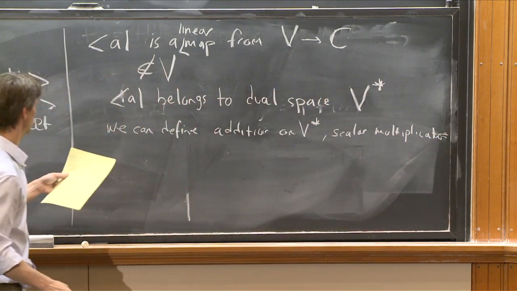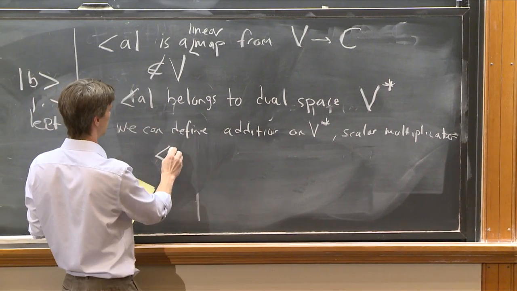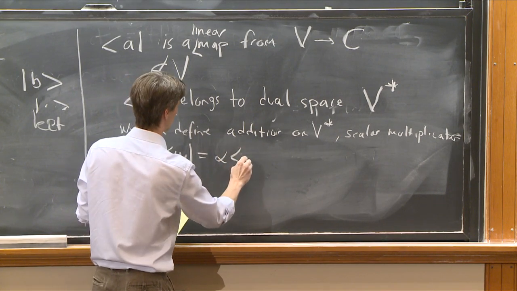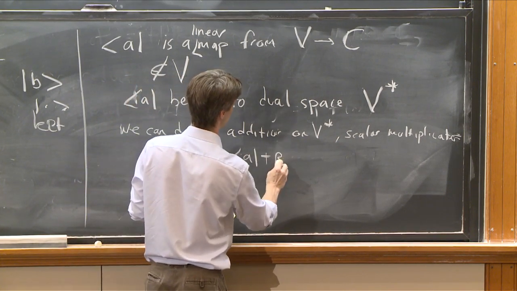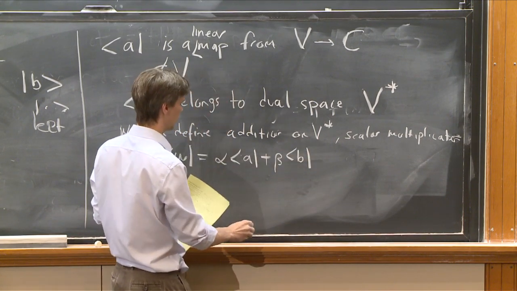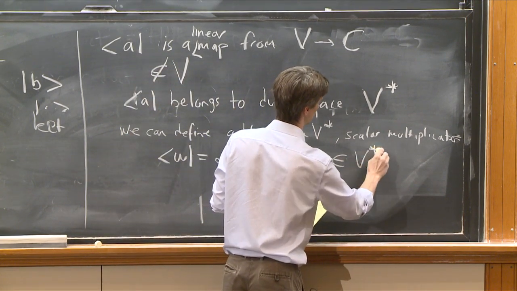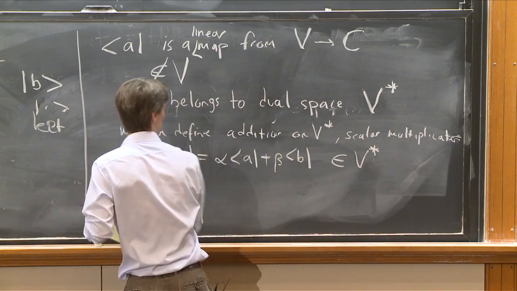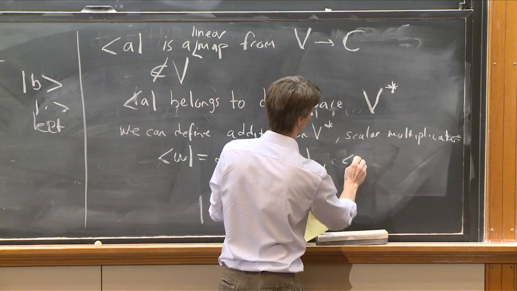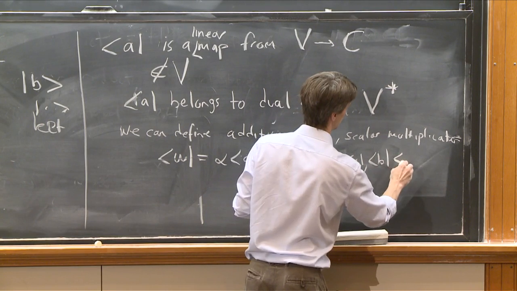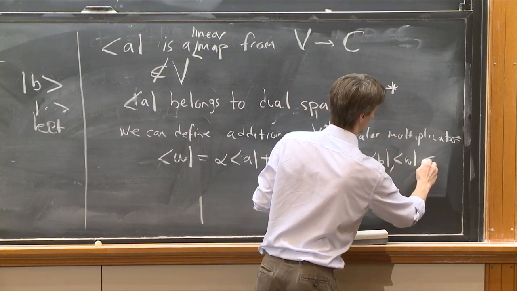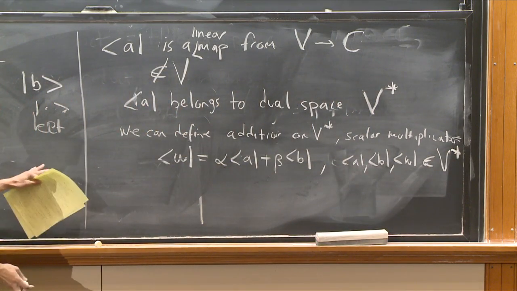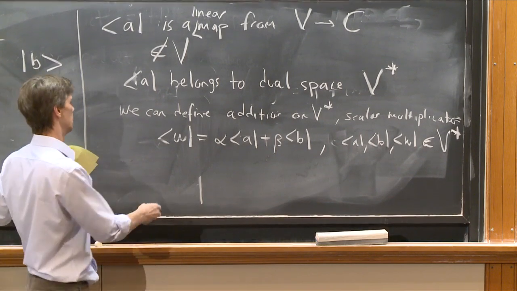And so what that means is that I can define some bra W that's equal to alpha times another one plus beta B. And all of these live in this V star space. I guess I can write that explicitly: A, B, and W live in V star. Okay, and the way we define this is actually through the inner product.